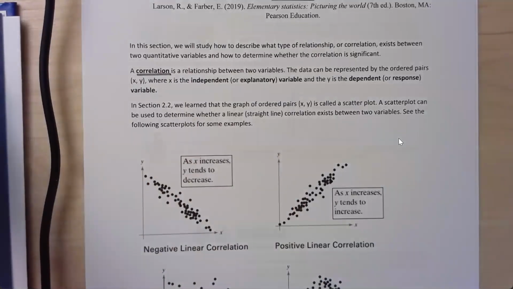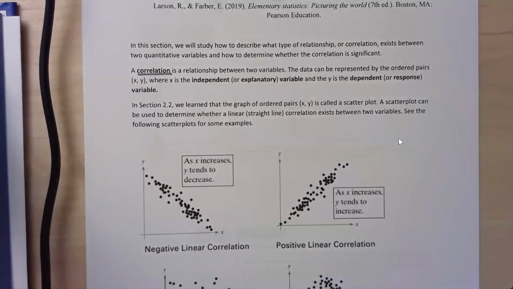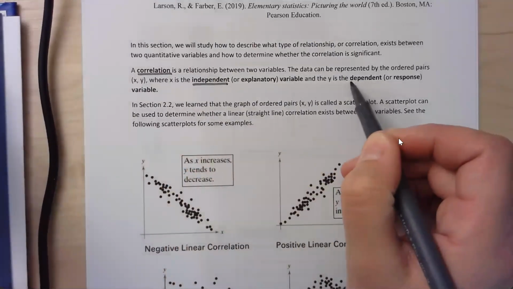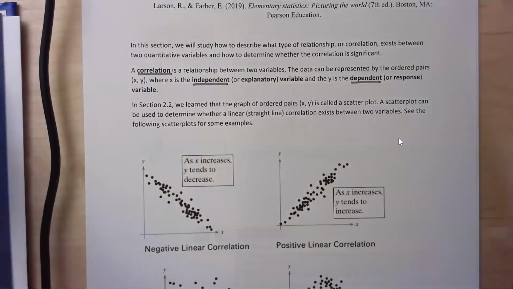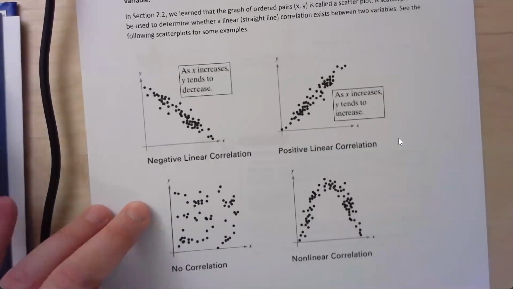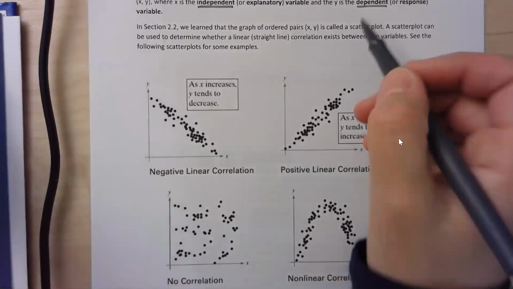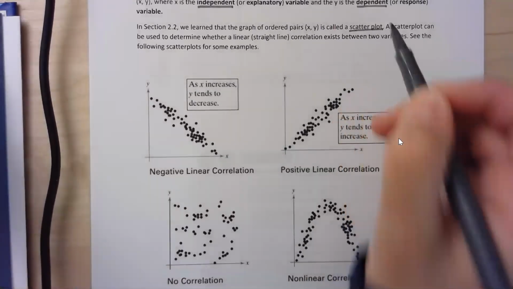The data can be represented by ordered pairs x, y. X is your independent variable and y is your dependent variable. Now, back in section 2.2, we did learn that the graph of ordered pairs is called a scatter plot. So if you need to go back and review section 2.2, please do.